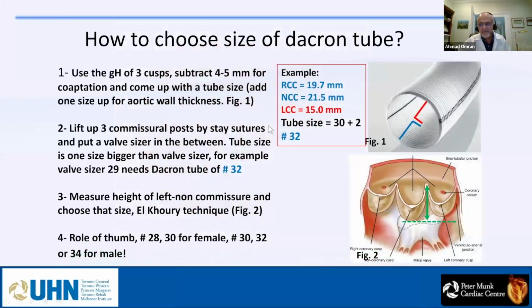So by measuring the geometric height, we can calculate the size of the Dacron graft that we should use for reimplantation. We take the average of these three leaflet heights and add 4 or 5 millimeters for coaptation, and we can say what the size of the Dacron is. We measure it for the surgeon. Also, the surgeon will measure himself or herself as well.